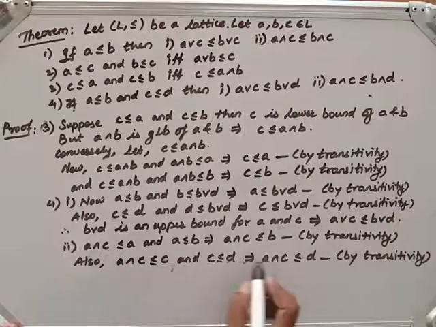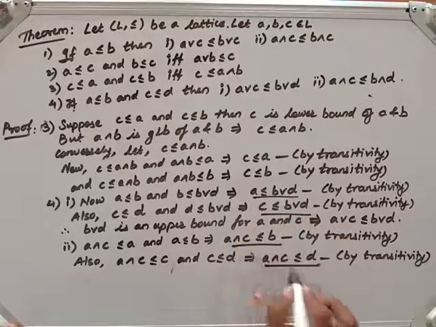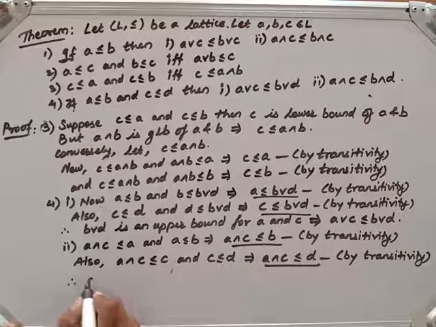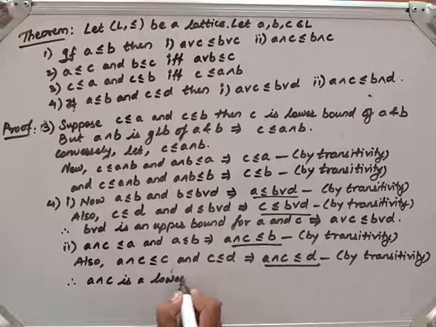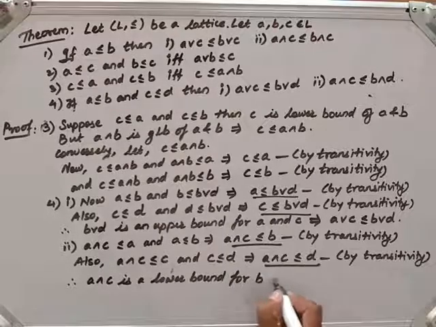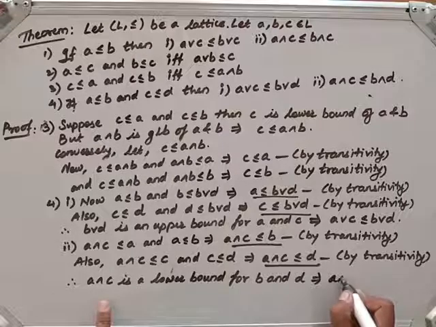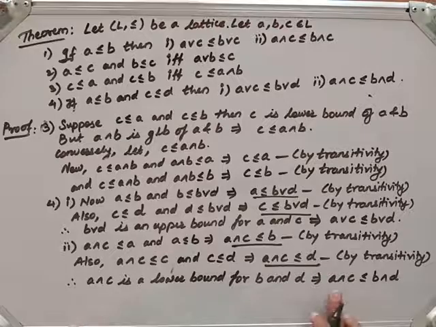You should write them. Now here from these two, look at this. Just like here, from this what can we say? A meet C is a lower bound for B as well as D. Therefore, A meet C is a lower bound for B and D. So this says A meet C is related to whom? B meet D, as it is the greatest lower bound. Fine.